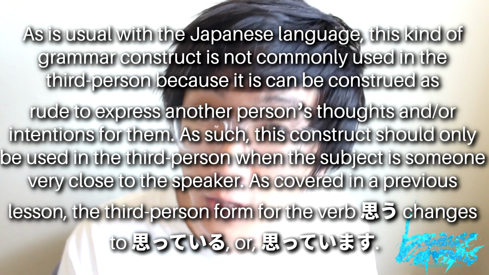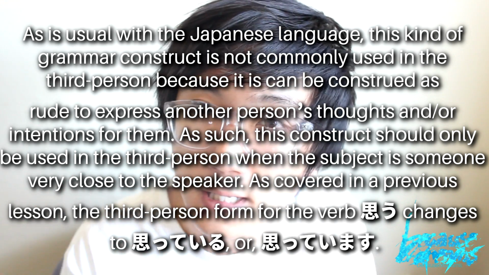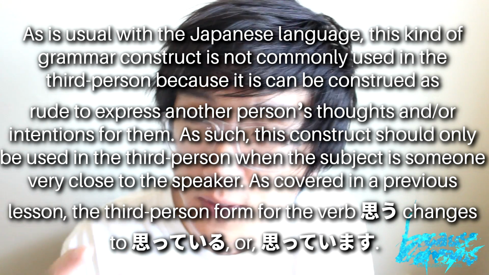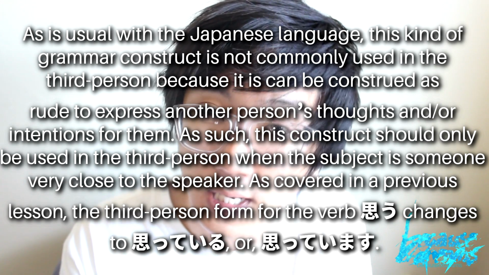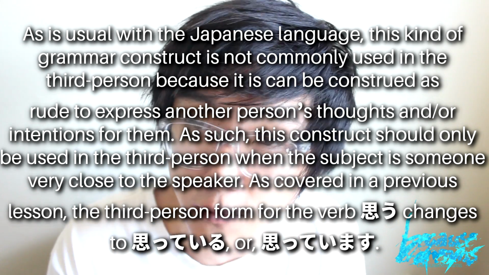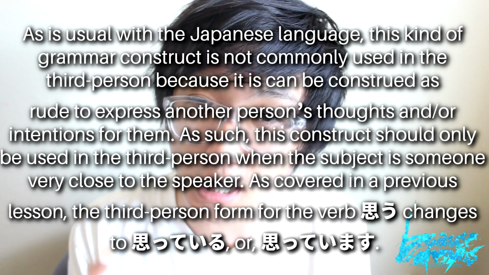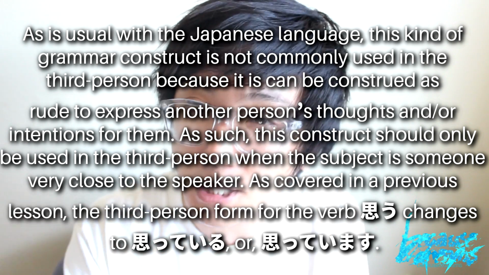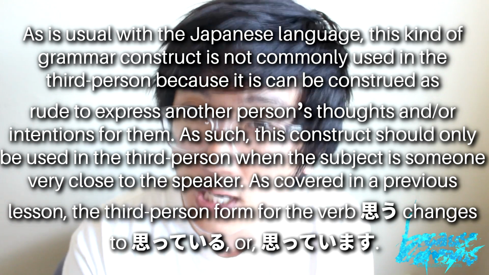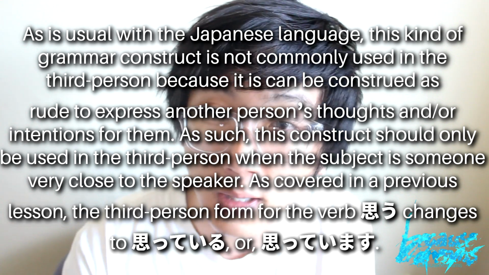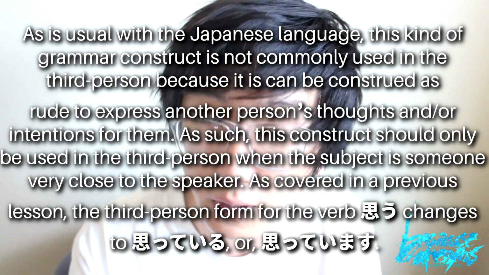Back to the topic of this video, there is one more thing we need to cover before we go on to the examples, and that is, since this expression uses the verb omo, which means to think, we need to clarify how we use this in the third person. And the truth is, this grammar construct isn't really often used in the third person because, as we should know by now, in the Japanese language, it can be considered extremely rude to express another person's thoughts or intentions or feelings for them, such as using the verb to think in the third person, saying something along the lines of that guy thinks this, this girl thinks that. That's considered pretty darn rude.